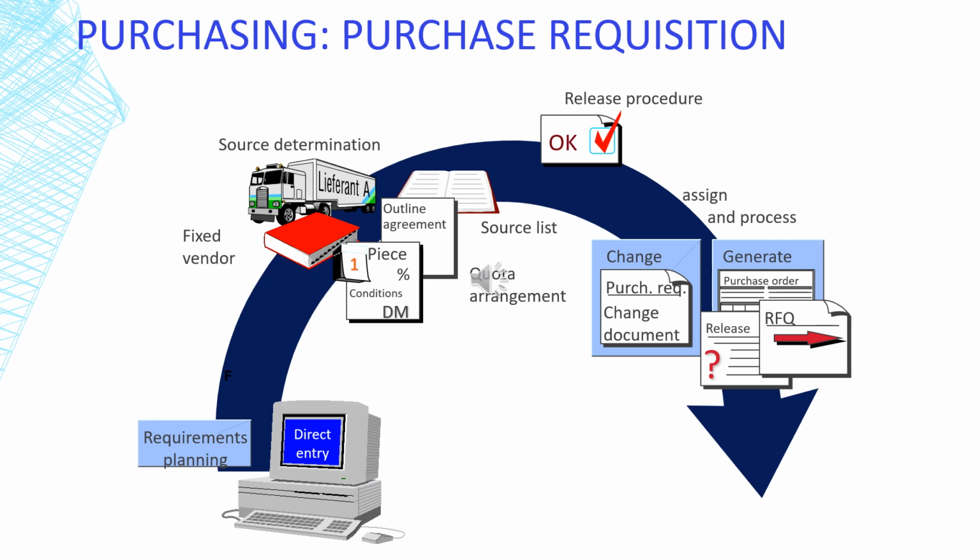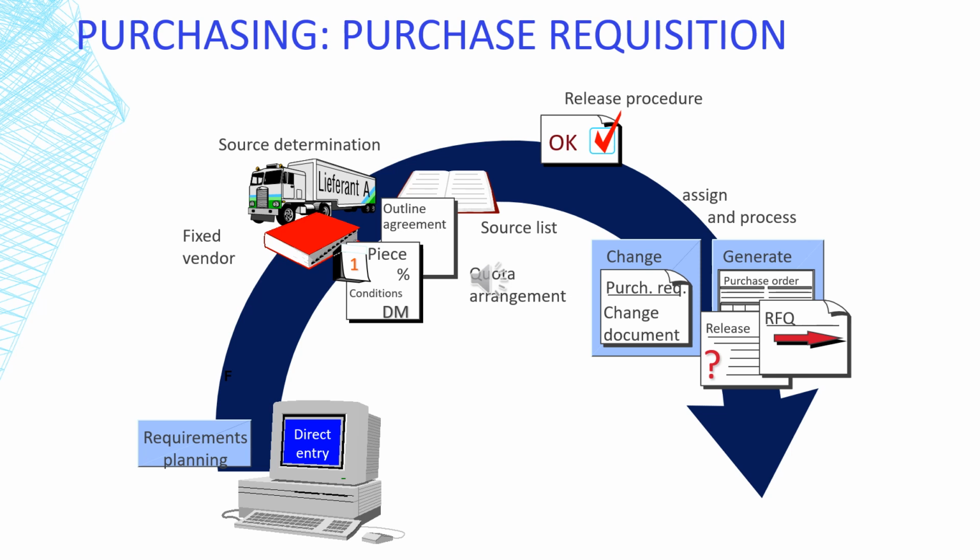In this step we will be understanding the purchase requisition sub-processes. The process starts here with requirement planning, where basically we are planning some goods to purchase, right? We need to fix the vendor, determine the sources, and create an outline agreement with the vendor. Then create the conditions, right? What are the terms of payment, what is the price they are offering. After determining all those sources and quotation agreements, we need to release the procurement.